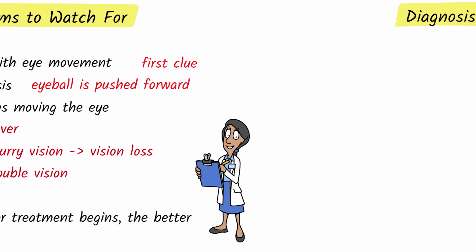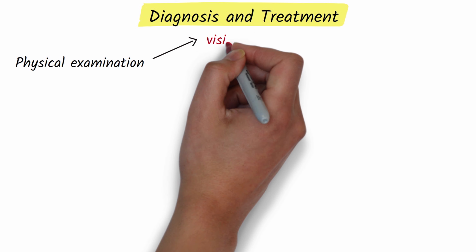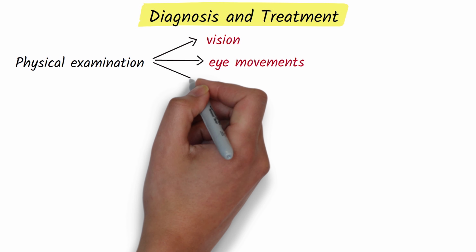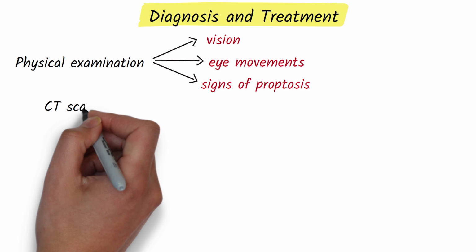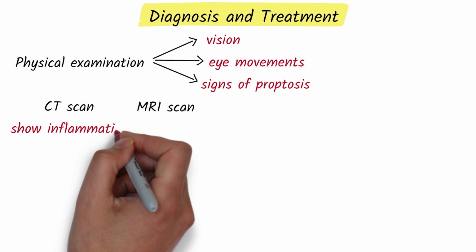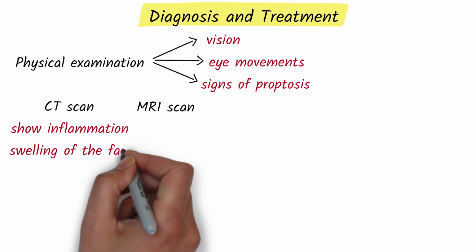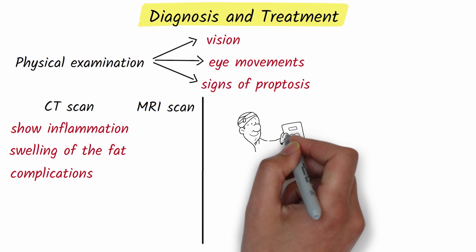When you arrive at the hospital, doctors will start with a physical examination checking your vision, eye movements, and signs of proptosis. The 2 main imaging tools used are CT scans and MRI scans. A CT scan can show inflammation of the eye muscles, swelling of the fat around the eye, and complications like abscesses, which are pockets of pus. Most patients need to be admitted to the hospital.